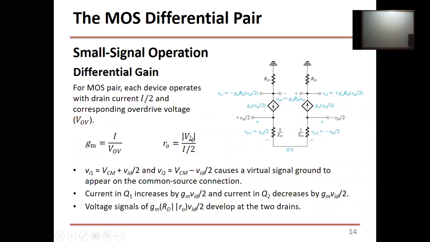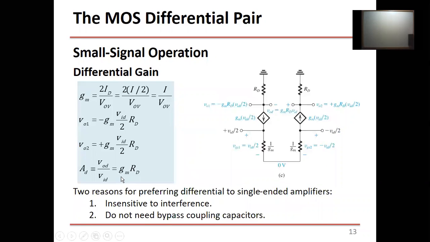But if RO is not neglected, then we have to calculate RO. And RO is the absolute value of VA divided by ID, right? And ID is I over 2, okay? And in this case, can someone tell me, if I don't neglect RO here, how much is this going to be?